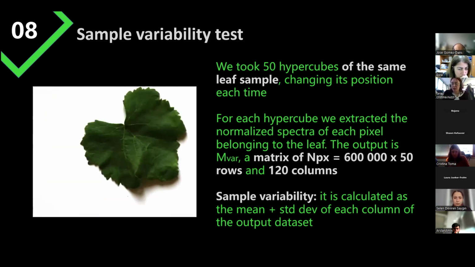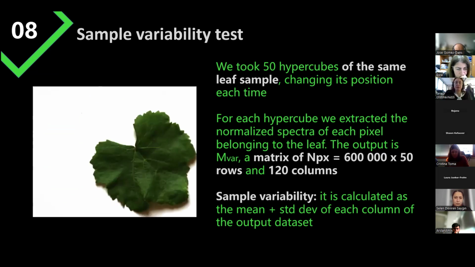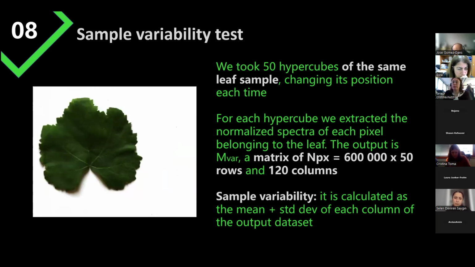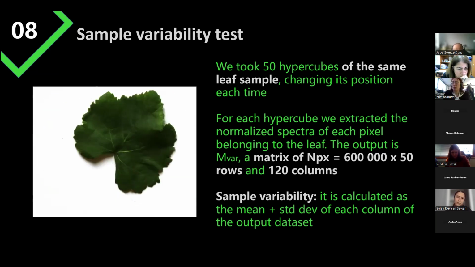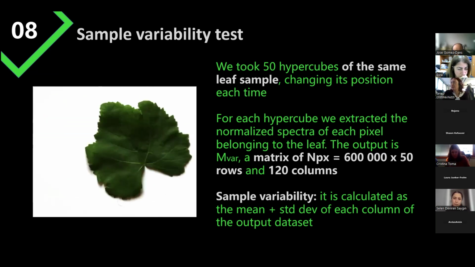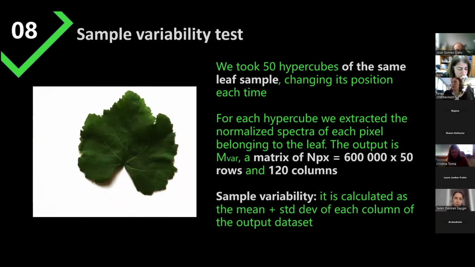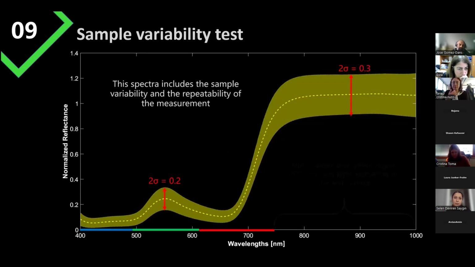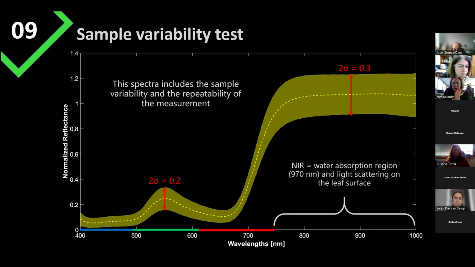We extracted the matrix that I showed you before, and we joined them together to create a bigger matrix. By computing the mean and the standard deviation of each column, remember that the columns are the bands from 400 to 1,000 nanometers, we could compile the sample variability, which is this one. In this graph, we can see the sample variability and the repeatability of the measurement together because of how we computed this mean and standard deviation.